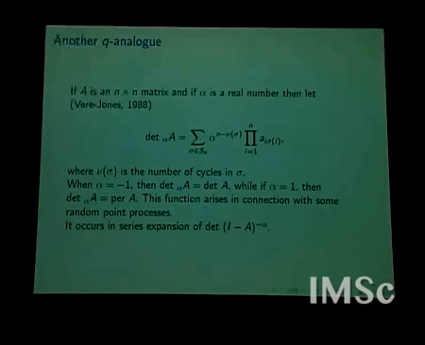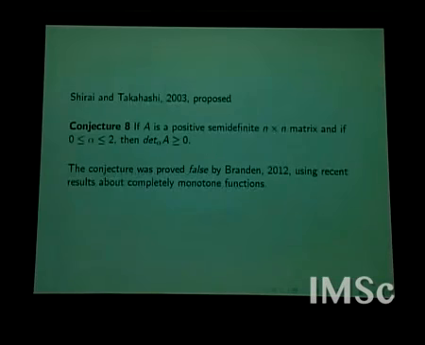So this is also a generalization of the permanent and the determinant. I'm using the determinant, but this is just because of convention. When alpha is equal to -1, again it is equal to the determinant, because this again reduces to the sign of the permutation. And if alpha is equal to 1, then it is the permanent. And it occurs in series expansions of this, for example. You get naturally these functions. And there was a conjecture about this, that if A is positive semi-definite, and if alpha is between 0 and 2, then the alpha-determinant of A is greater than or equal to 0.